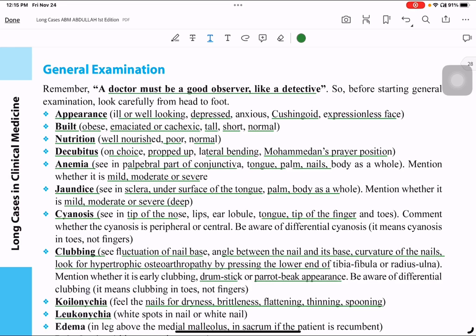Then leukonychia. Leukonychia is whitening of the nail, or white nail. In case of hypoalbuminemia, due to different causes like protein losing nephropathy or gastroenteropathy or liver disease, the patient may have leukonychia. Leukonychia indicates the patient has low albumin in the blood.